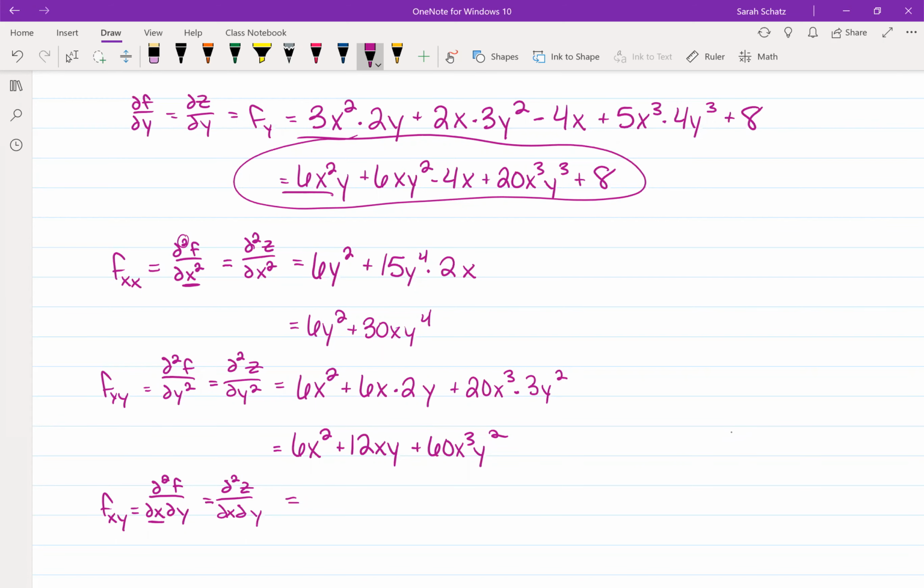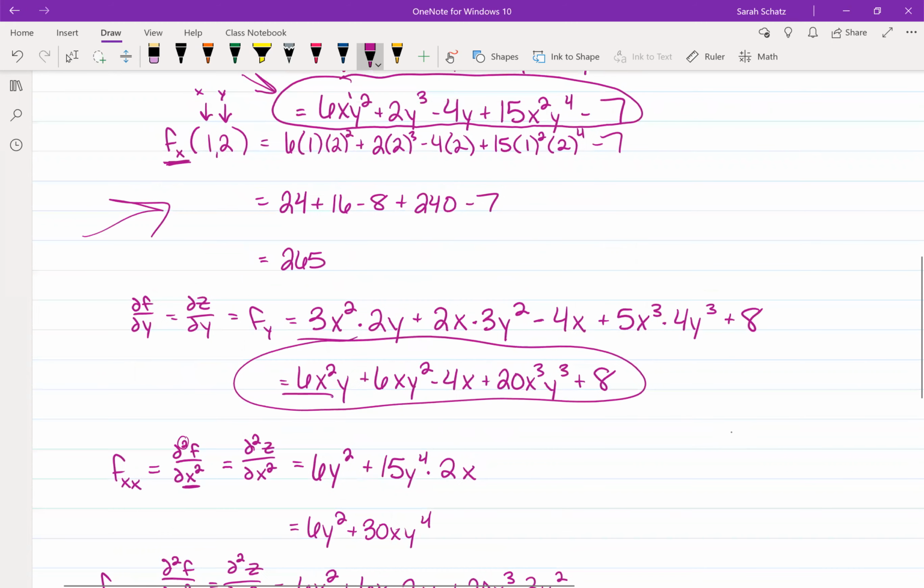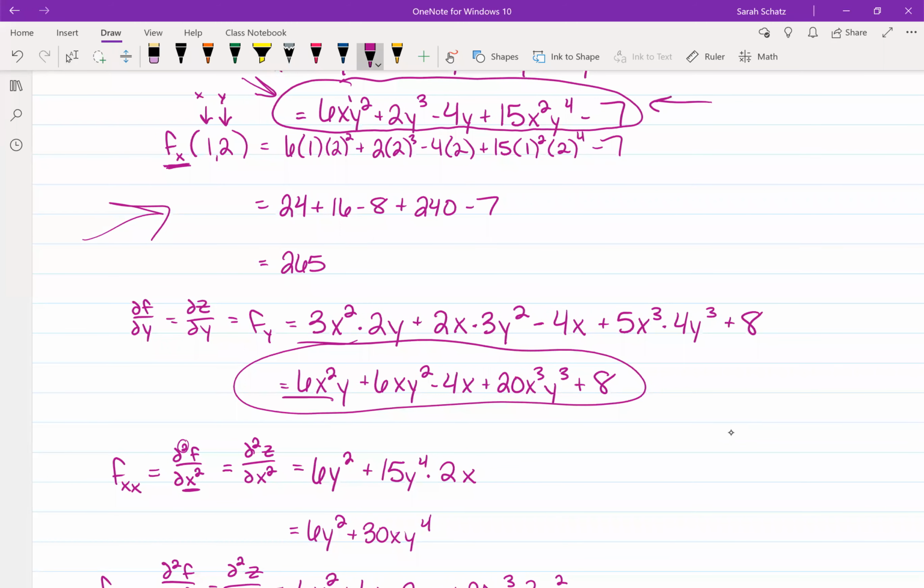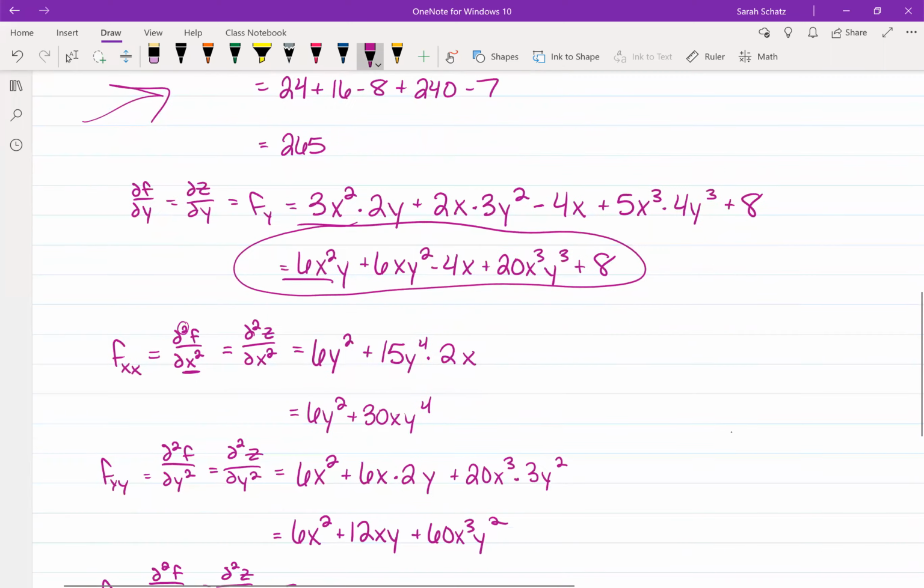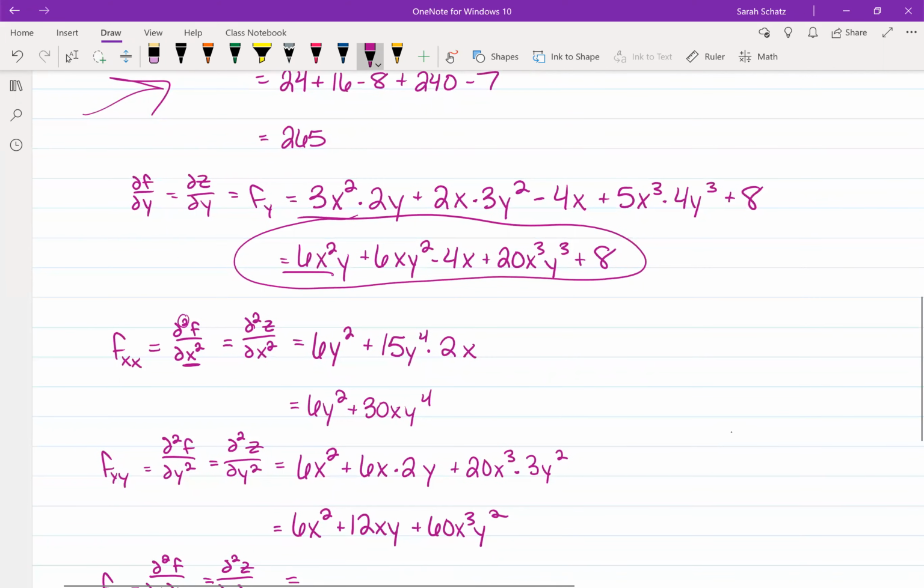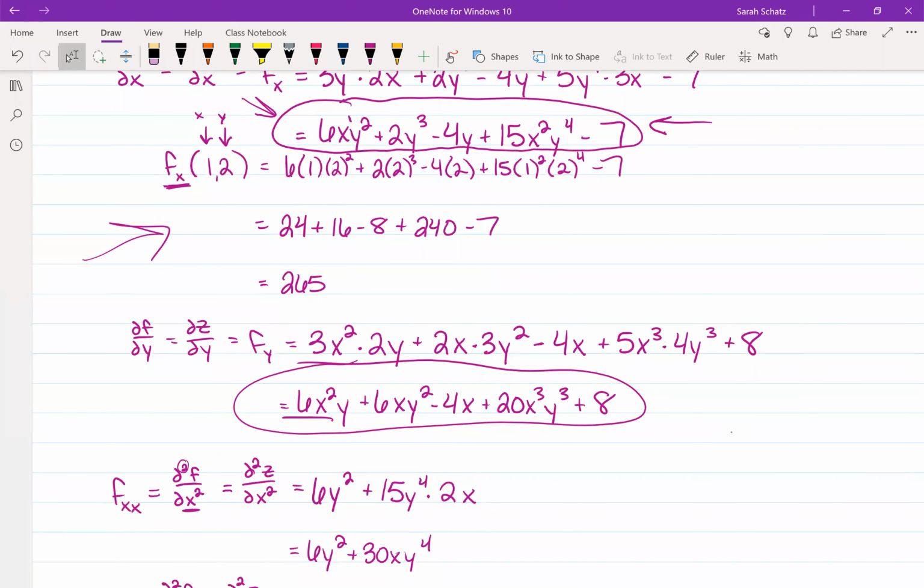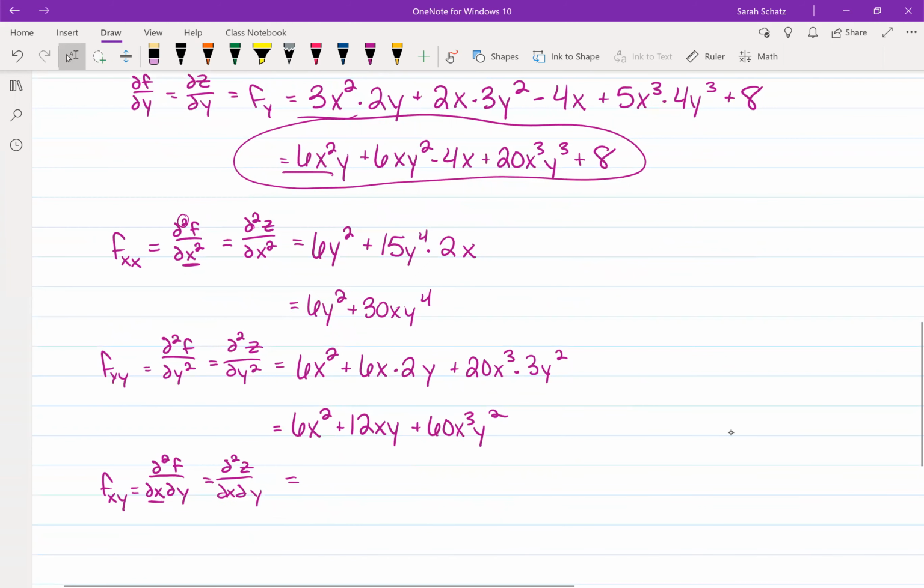But it does mean I have to go back up to fx and now take this again with respect to y this time. So the first time I did it with x, now I'm going to do it with y. So I might need to bring this down so we can see it, because I can't get everything in the one screen. So I have 6xy squared. I'm going to put it right here.